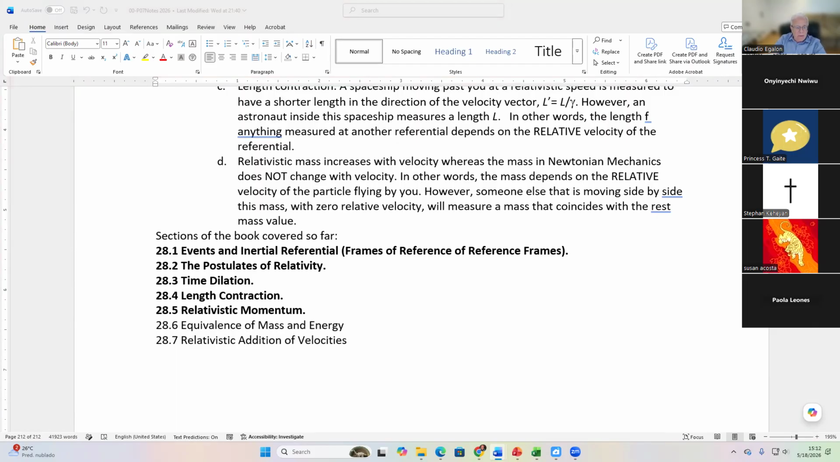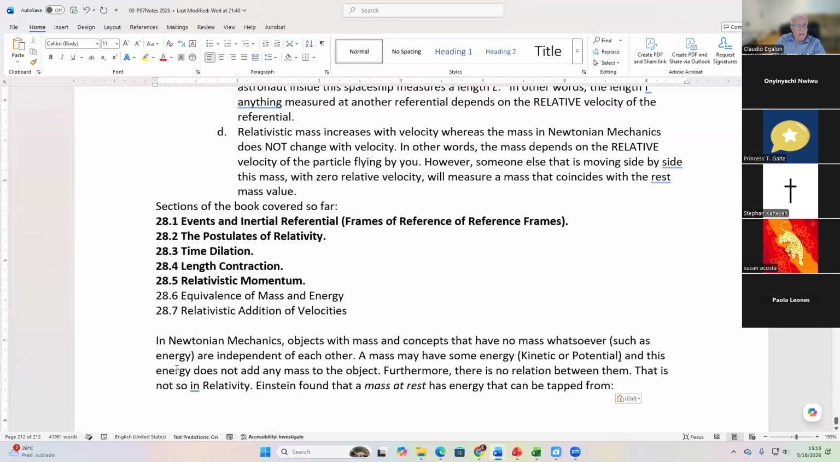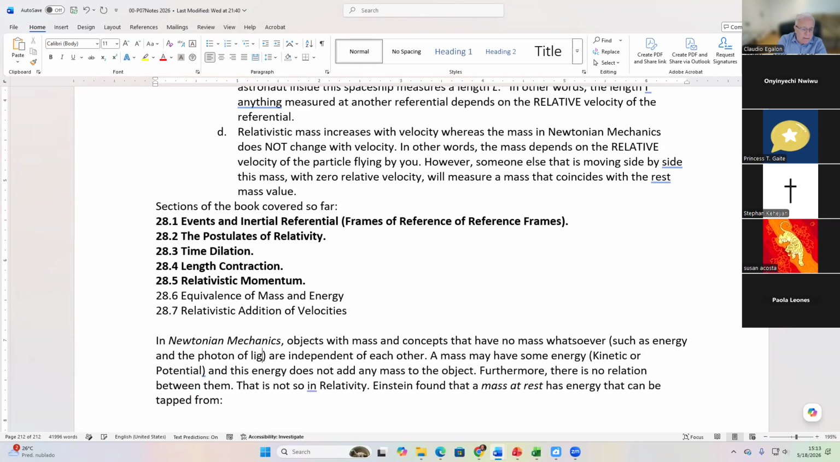Okay, so what you have now, let's talk about the equivalence of mass and energy. In Newtonian mechanics, mass and energy are concepts completely independent of each other. An object with mass and a concept that has no mass whatsoever, such as energy and the photon of light, are independent from each other.